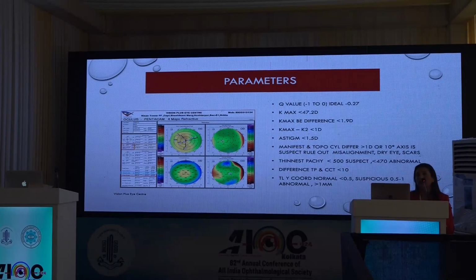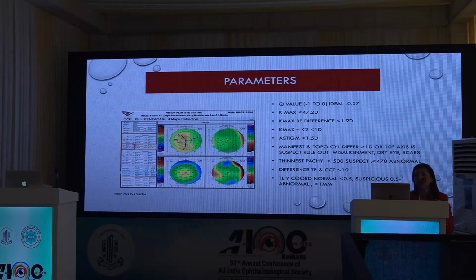You need to look at the inter-eye asymmetry. You need to look at the Kmax and the steep K. Is there a difference between the two? And you also need to look at the astigmatism. If there's a difference between your manifest and your topographic cylinder, that again is a red flag. You need to rule out, of course, that the scan has not misaligned, or dry eye, or that the patient has not already been putting some dilating drops before you've taken the scan, because these can be fallacies.